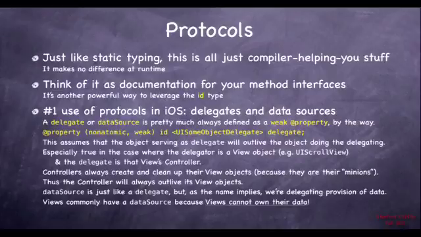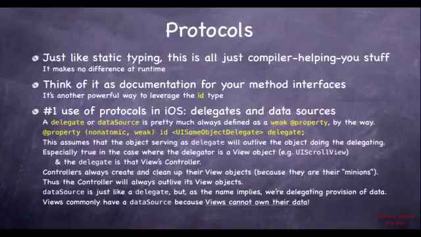Okay? So here's a typical declaration of a delegate. @property, nonatomic, weak. We almost always have delegates be weak, because the object that is being set as the delegate usually is the owner or the creator of the object that is using the delegate. For example, in the view case, we know that the views are the minions of the controller.